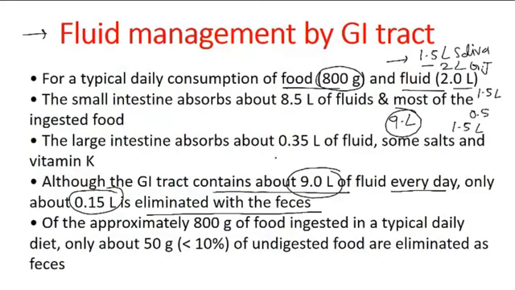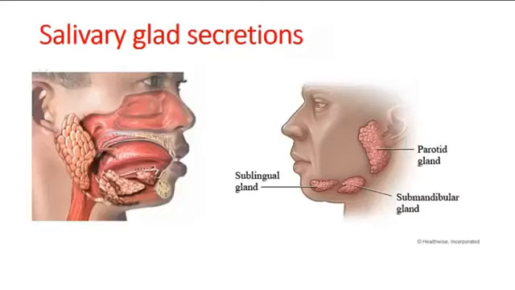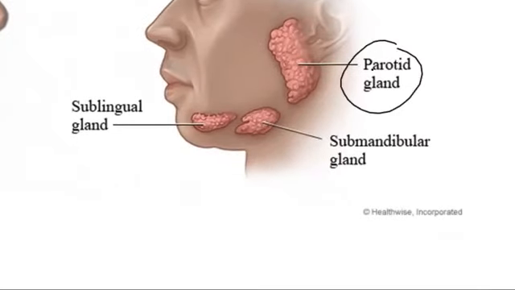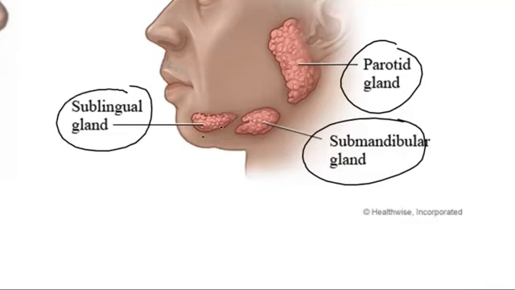Let's move into the first kind of secretion, that is salivary gland secretions, sorry, should be saliva secretion. The extrinsic salivary glands include three different types. One is a parotid gland, actually a pair of parotid glands, submandibular gland and sublingual gland. These are the three major types of glands that we have as salivary glands.